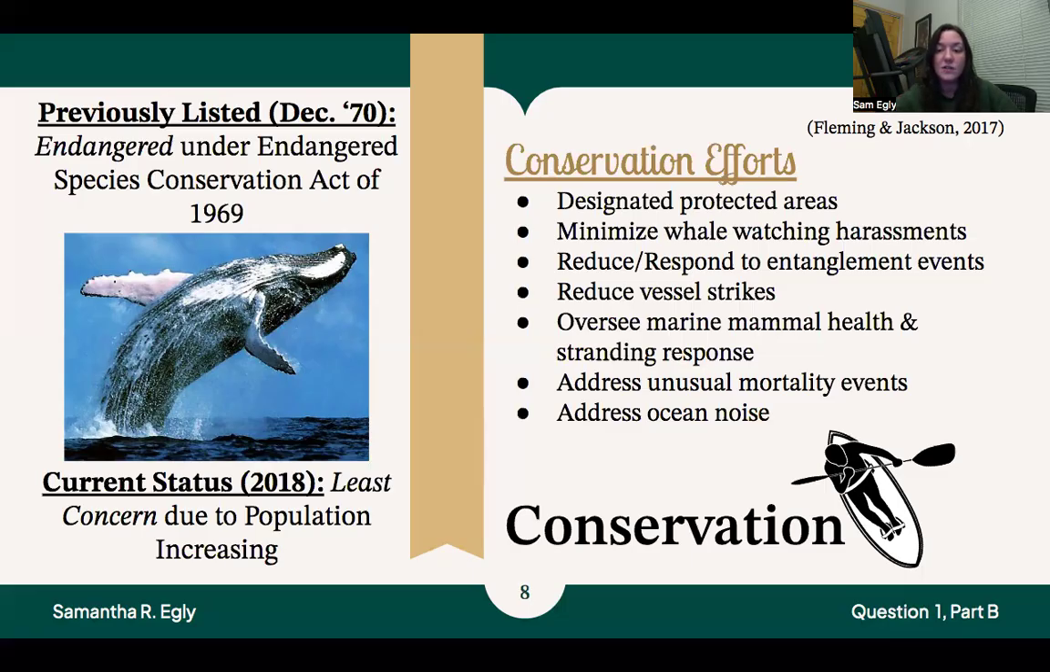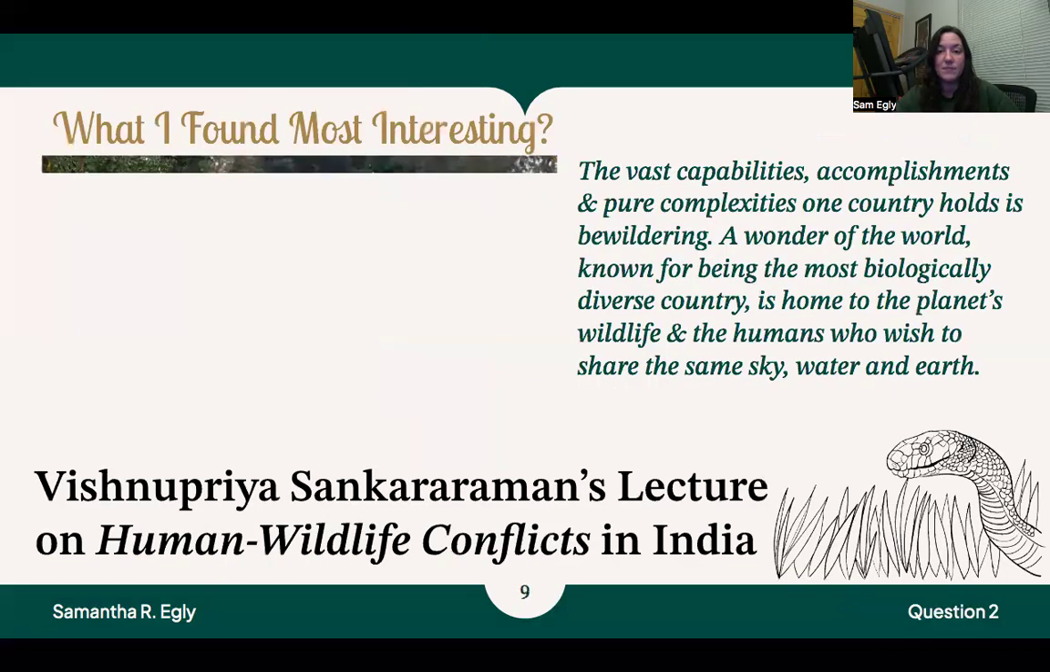So there's a lot of conservation efforts, pretty much protected areas, minimizing whale watching harassments, meaning don't get too close to the whale or just stay away from any oncoming whales. Reducing and responding to entanglement, which is a leading cause of injury and death for many whale species. Reducing vessel strikes. So the most effective way to reduce collision risk is to give whales a wide berth or avoid areas altogether that have a high concentration. Overseeing marine mammal health and stranding response. And then addressing marine health, unusual mortality events, and ocean noises, which we know interrupt normal behavior.